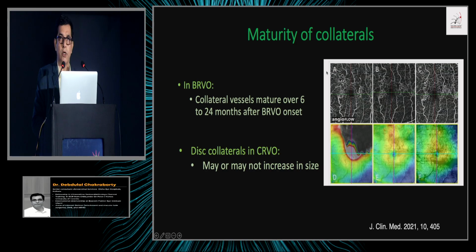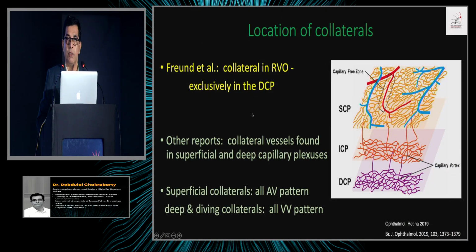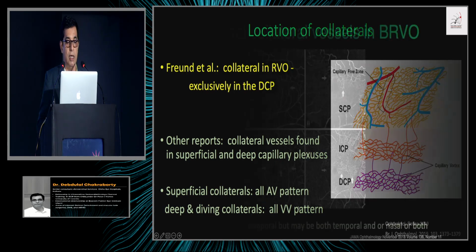So what about maturity of collaterals? The collaterals usually mature in BRVO in 6 to 24 months, but in CRVO, they may or may not increase or decrease in size. What about the location of collaterals? Previously we thought that these were mostly in the DCP, or the deep capillary plexus, but newer studies have shown that they can be in the superficial and the intermediate capillary plexuses as well. In the superficial and intermediate plexuses, collaterals are mostly arteriovenous in pattern, and in the deep capillary plexus, they will mostly be in the venovenous pattern.